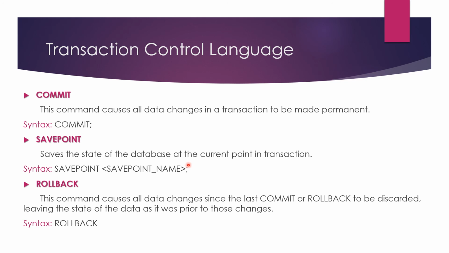And the next command is rollback. A rollback command is like an undo operation. It will just undo the transaction up to the previous command. Here is the definition: the rollback command causes all data changes since the last commit or rollback to be discarded, leaving the state of the data as it was prior to the changes. It is just like an undo command. The syntax is rollback.